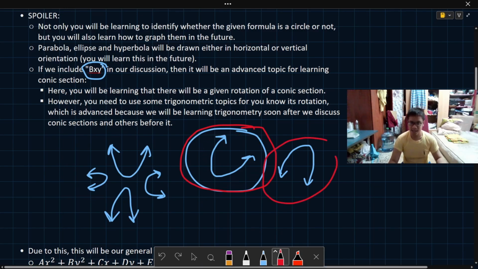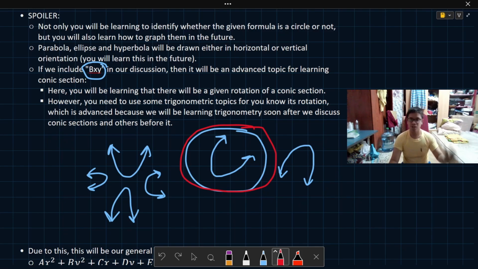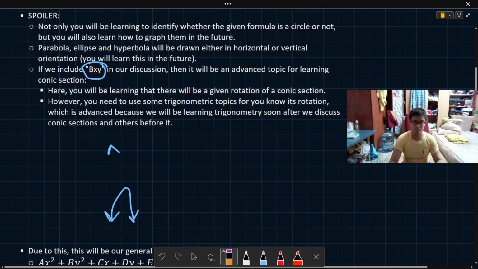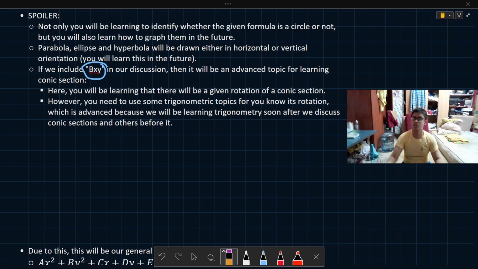Similarly, in this case, if we have this parabola shape, what will be the angle of rotation where it will reach the location or position of the parabola in this way? There, you will be using some trigonometric topics to know its rotation, which is advanced because we will be learning trigonometry soon after we discuss conic sections and others before it. So with that, it is decided that we're not going to include Bxy. If we want to, then I think I'm going to make another series of precalculus about conic sections.